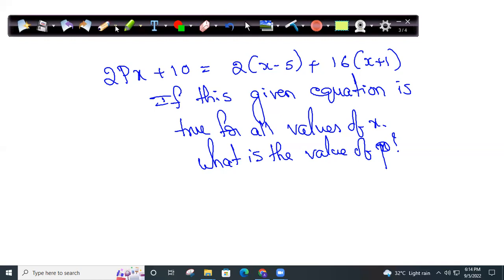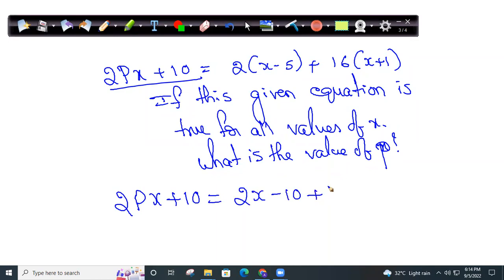So if you find it difficult, let me solve and show you. See how simple this is. On my left hand side, I can see 2px plus 10. On the right hand side, I can see 2x minus 10 plus 16x plus 16. The left hand side is 2px plus 10, and the right hand side is 2x plus 16x, which is 18x, minus 10 plus 16. I should get the same on both the sides, right?